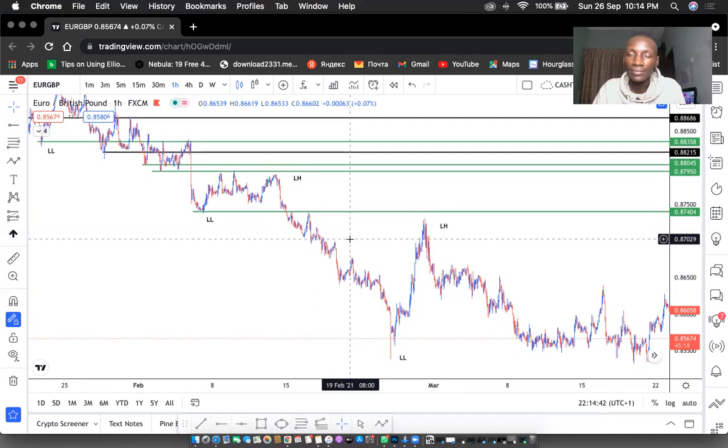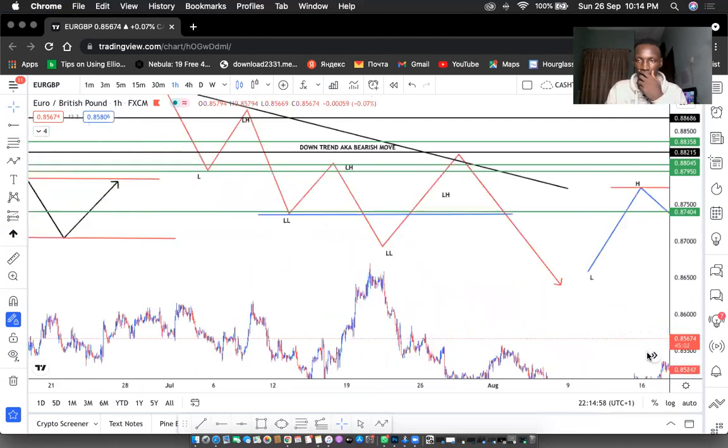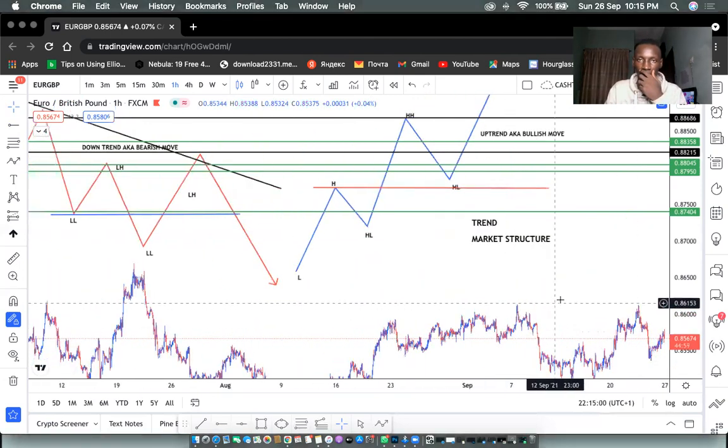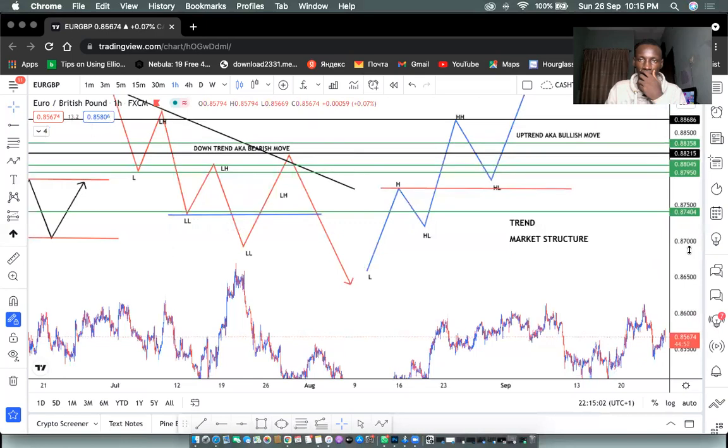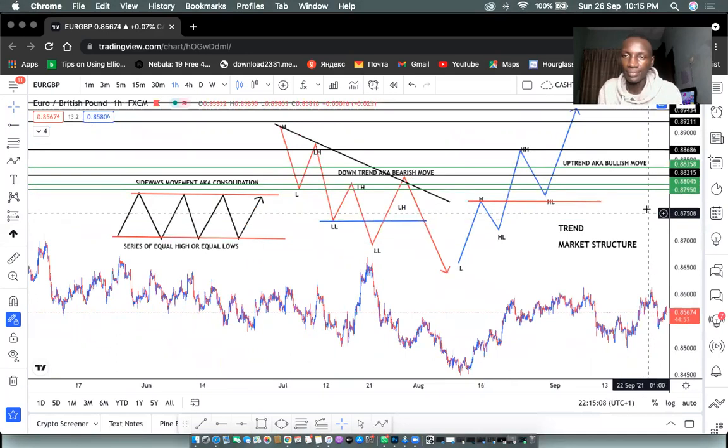These are lower lows, higher lows. Number one is for the downtrend. Number two, those lower lows, those lower highs. You're just identifying the market.